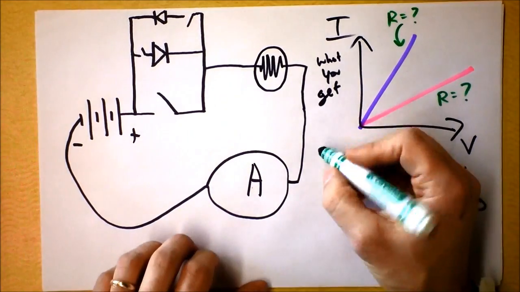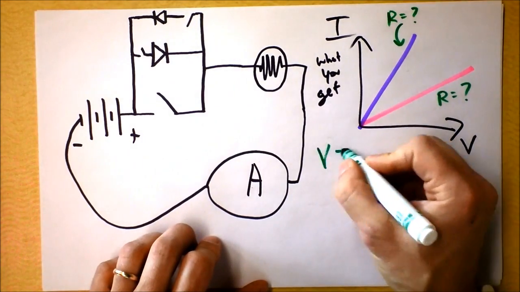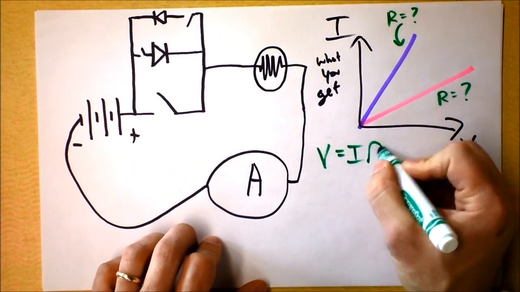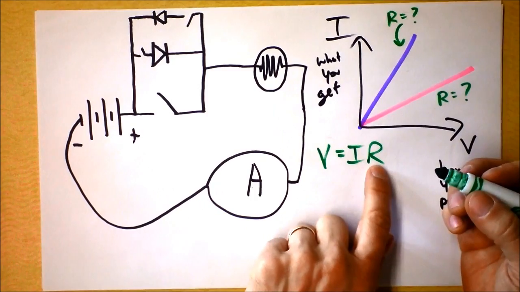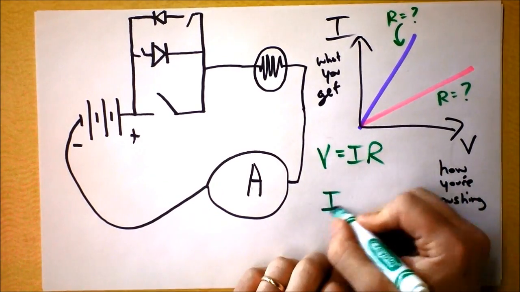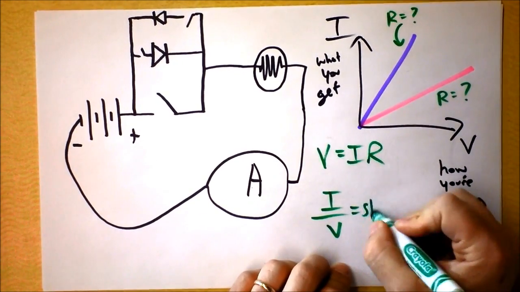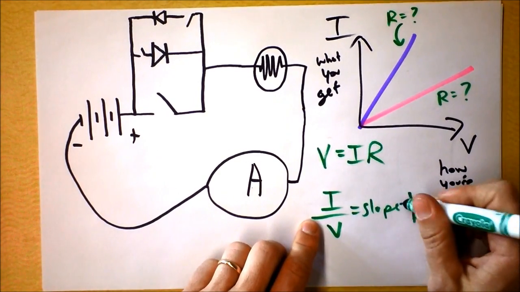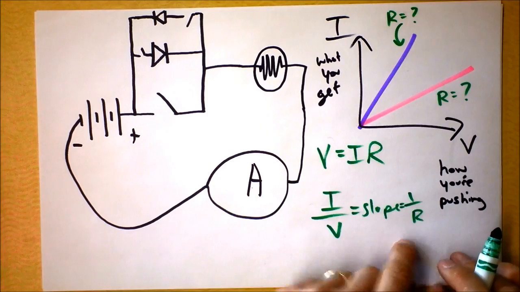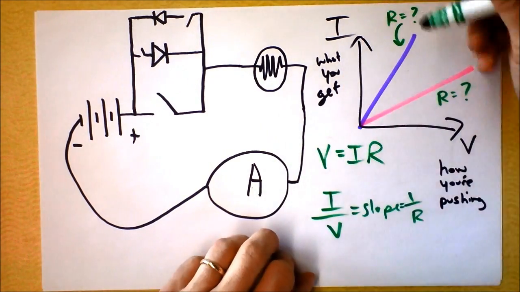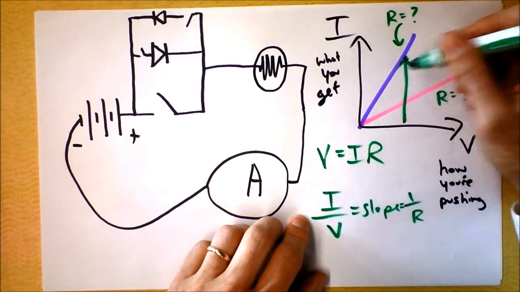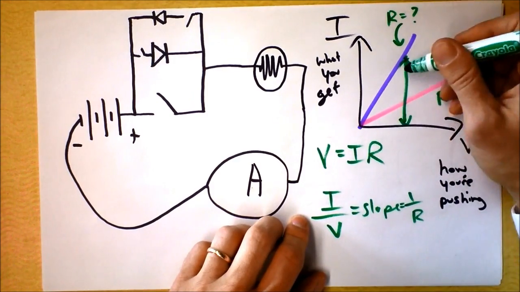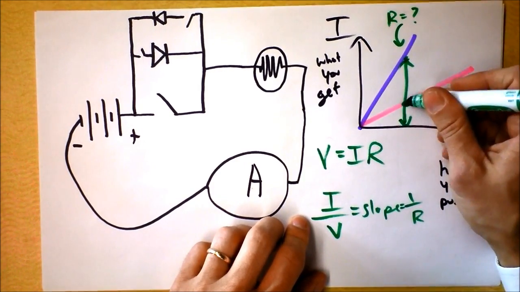Well, let's look at the equation for Ohm's law. If we've got a linear relationship between voltage and current, then V is I times some constant R. We could solve this for I over V, which will be the slope of the graph, and I find that I over V is 1 over R. So the one with the greater slope has less resistance, and that's reasonable because it looks like I'm getting a whole bunch more current at the same voltage than I would in this case right here.